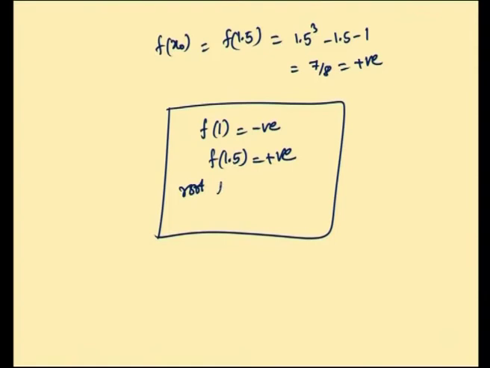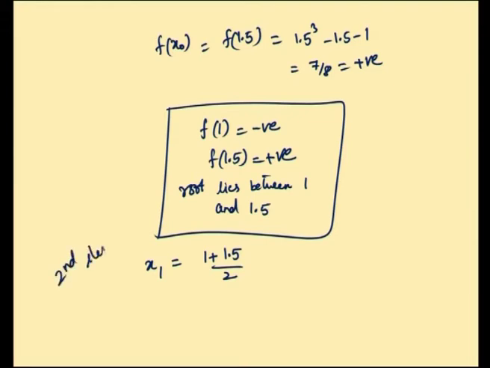We mentioned the root lies between 1 and 2. Now, in the next iteration, the root lies between 1 and 1.5. So, we are just going closer to the root. Then we take x1, which is equal to 1 plus 1.5 divided by 2. This is the second iteration. 1 plus 1.5 by 2 gives you 1.25.